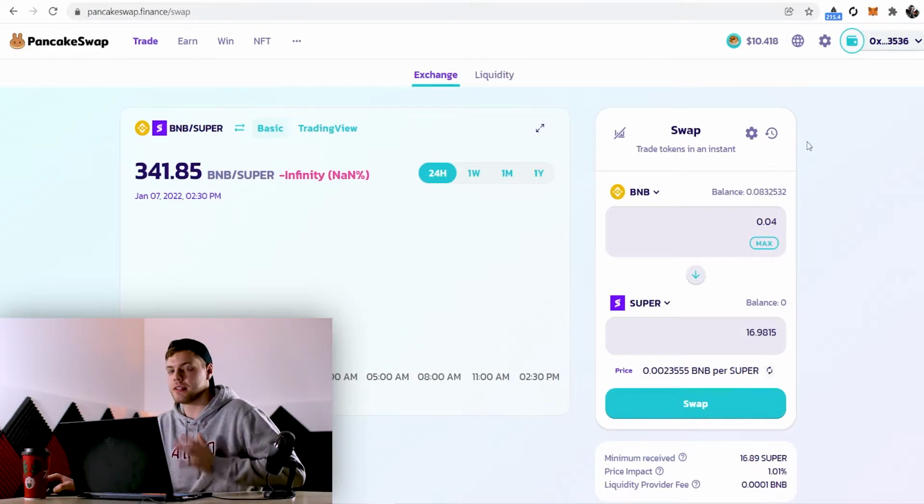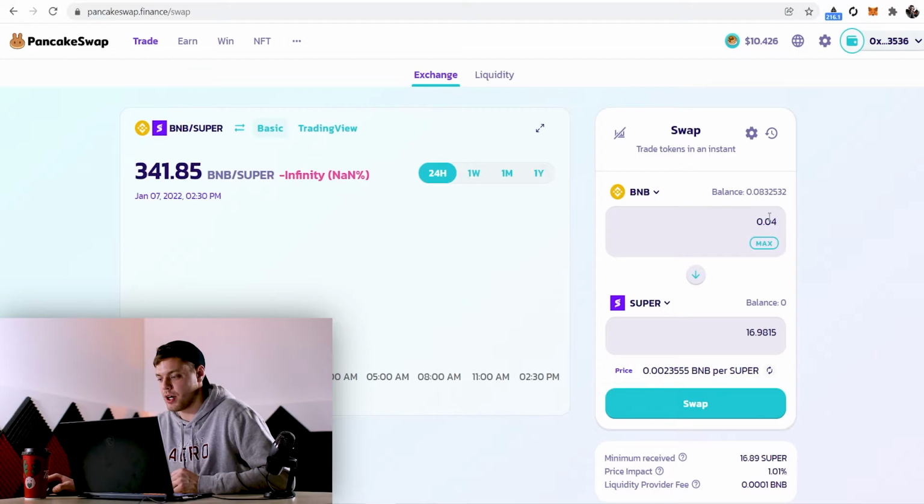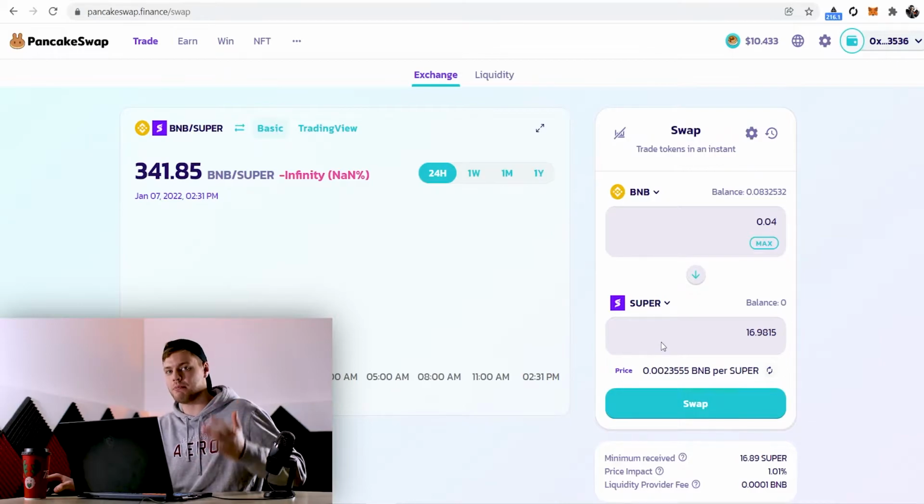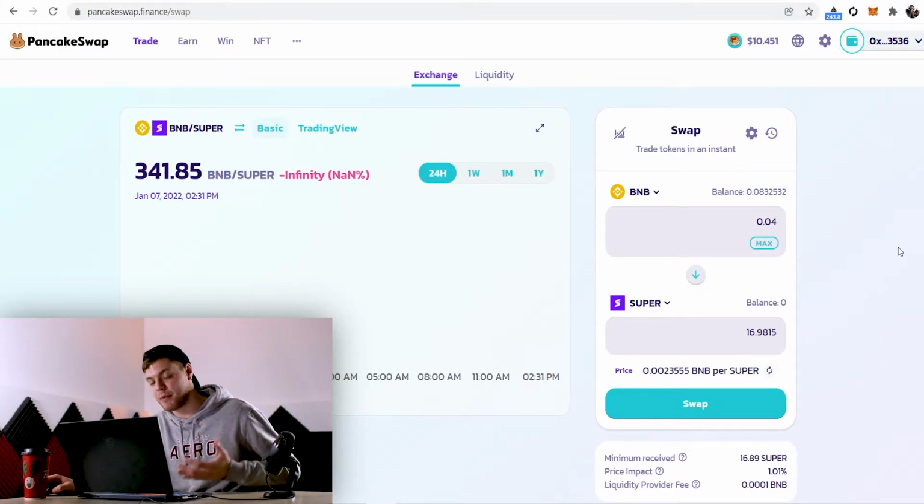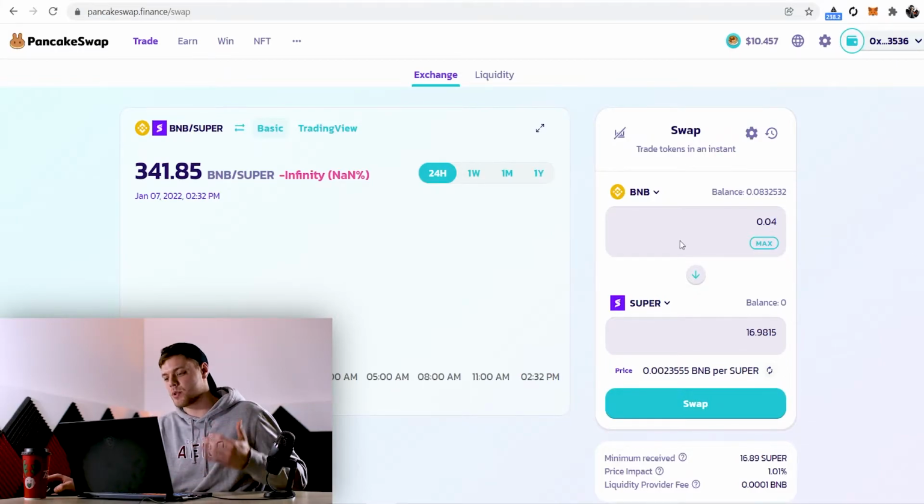Now remember, you always need to leave an additional balance of the layer 1 cryptocurrency that you're using, which in our situation here is BNB, in order to cover the gas/transaction fees, which is why I'm only trading 0.04 BNB. That'll leave me with 0.043 BNB left in my wallet after all these transactions go through, which should be plenty to cover additional transactions that I want to make. So I'm not stuck being unable to sell my Superfarm when I want to, because when I swap my Super back into BNB, that's going to require more gas in the form of BNB.